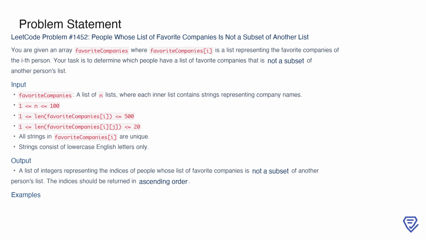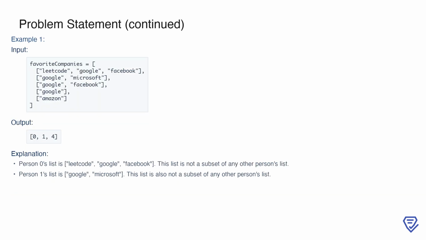For the input, we are given an array favorite companies, where each element represents one person's list of favorite companies. The constraints specify that we can have up to 100 people, and each person can list up to 500 unique companies. Each company name is a string of lowercase English letters with a maximum length of 20 characters. For the output, we need to provide the indices of people whose lists are not subsets of any other lists, sorted in ascending order. Let's consider an example to understand the problem better.